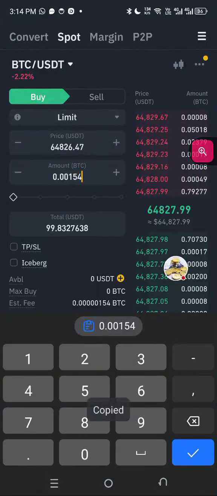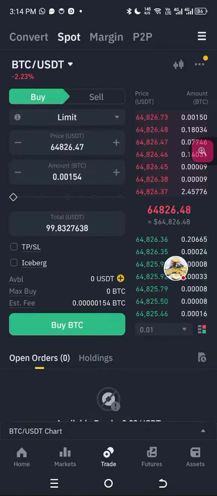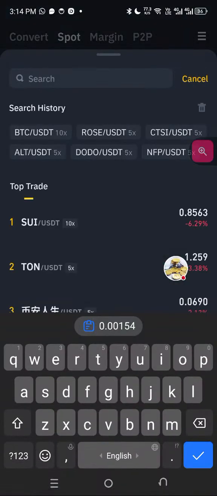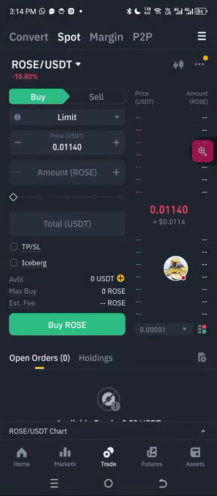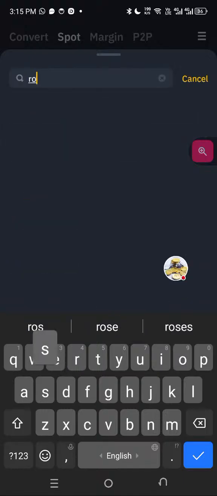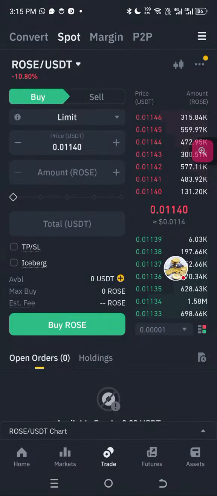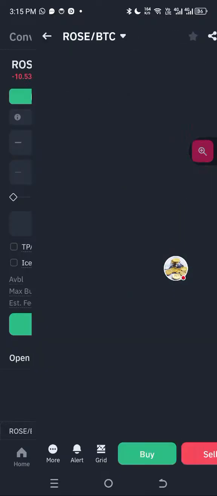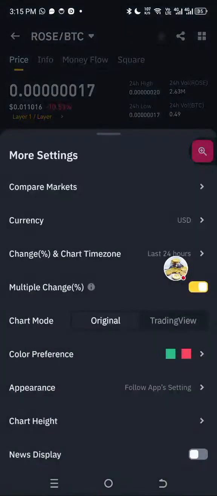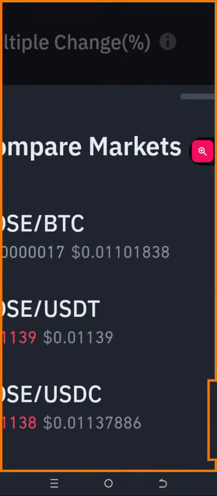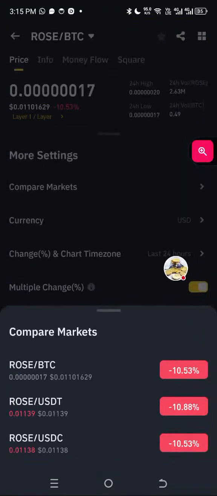When you copy that, then you quickly go and buy Rose BTC, because that is the smallest and cheaper price. Okay, so we go for Rose BTC. Let me just search for Rose BTC, because we might need it. But before I go ahead, let me confirm that the compare market is still good, because every step you must be checking. It's still good. All right, so let's quickly go.